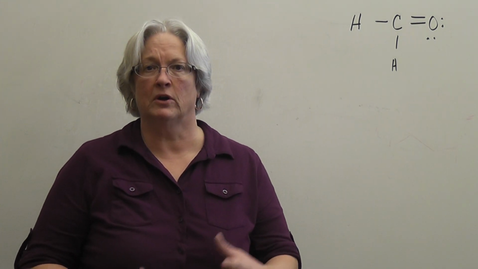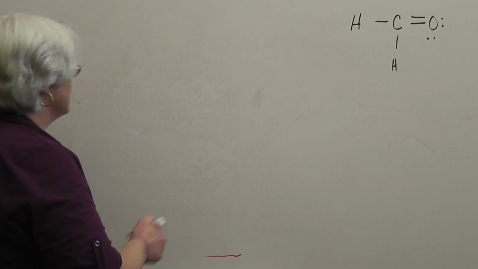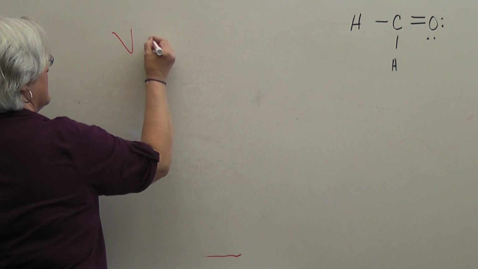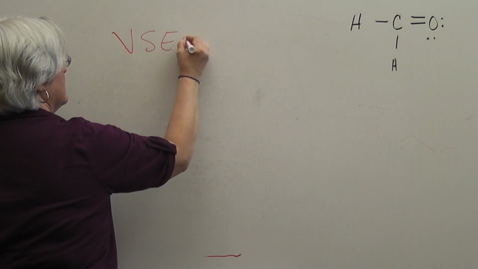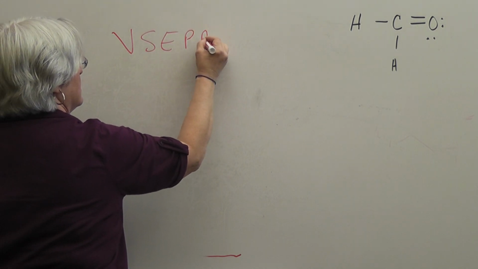Okay, we're back for video number 3 on Module 9, Polyatomic Ions and Molecular Geometry. We've talked about what polyatomic ions are. Now we want to do molecular theory. It's the VSEPR theory. V-S-E-P-R.